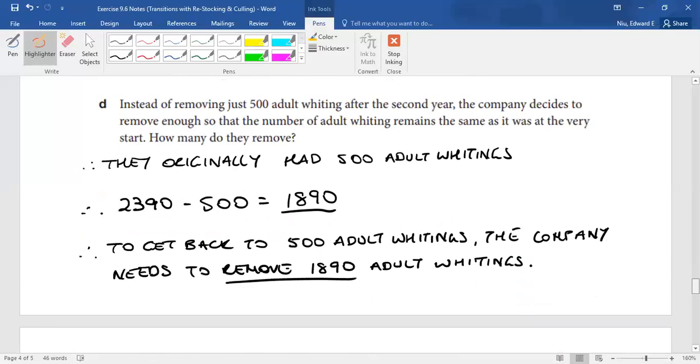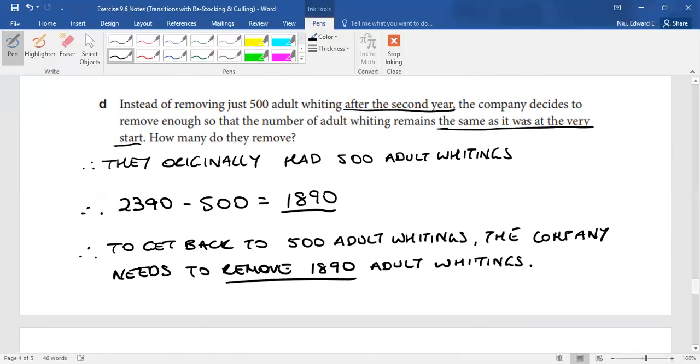Part D says, well, instead of just removing 500 adult whitings after the second year, the company decides to remove enough so that the number of adult whitings remains the same as it was at the very start. How many do we need to remove after the second year? That's a key detail in this question. Well, what does this "instead removing 500" mean?